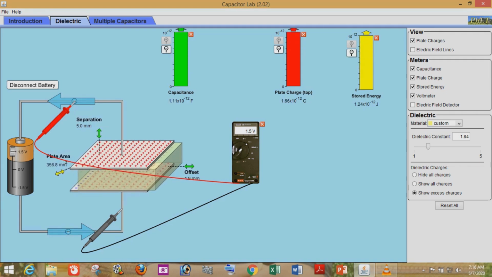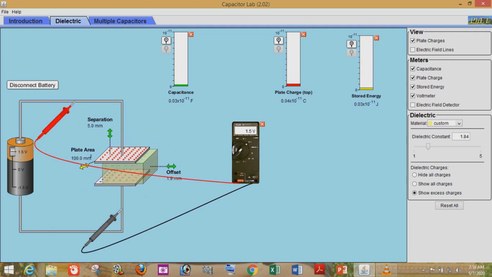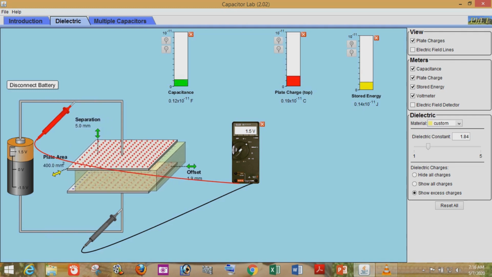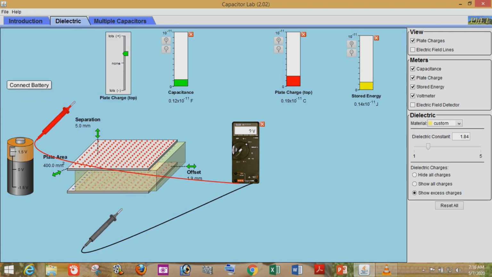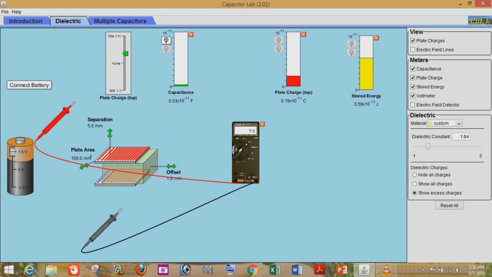You can see when the distance increases, the capacitance decreases, and here the battery is connected. You can see the upward and downward movement, but the 1.5 volt battery voltage remains constant. If the plate area increases, the capacitance increases, the plate charge increases, and the energy also increases. Now you can see the battery remaining connected, and we are increasing or decreasing the plate area. You can see the changes here.